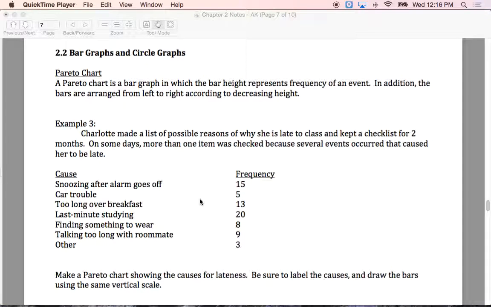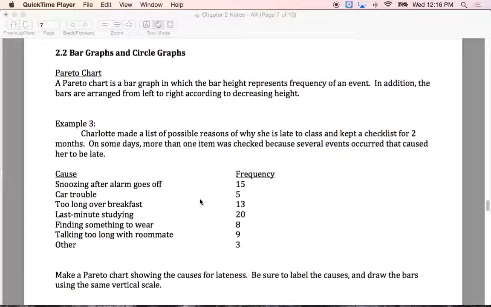Okay, so 2.2, we're doing bar graphs and circle graphs. A Pareto chart is pretty much a bar graph where the bar height represents frequency of an event. Also, it's going to be arranged from left to right in decreasing height. So your biggest bar is going to be the first one listed.